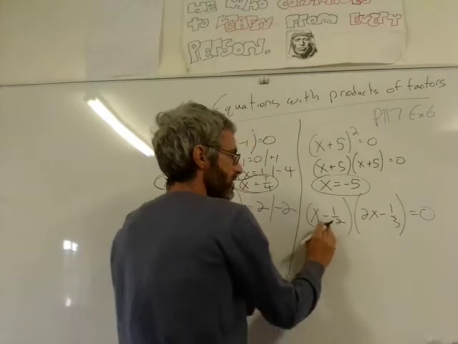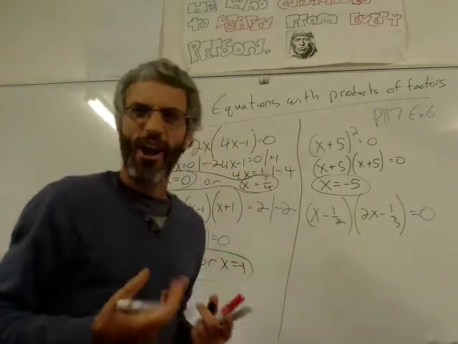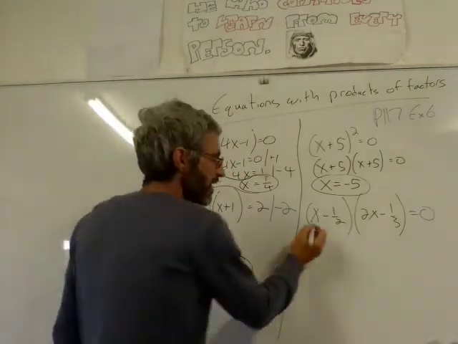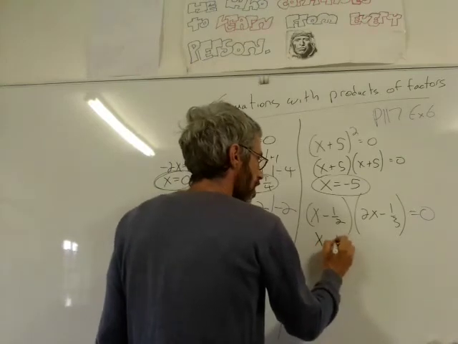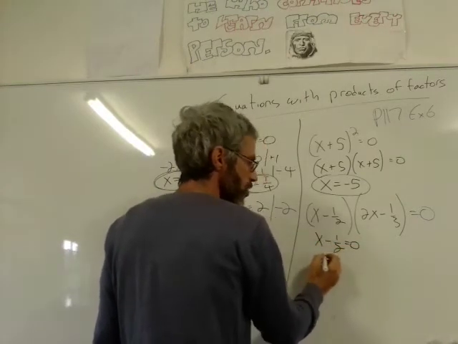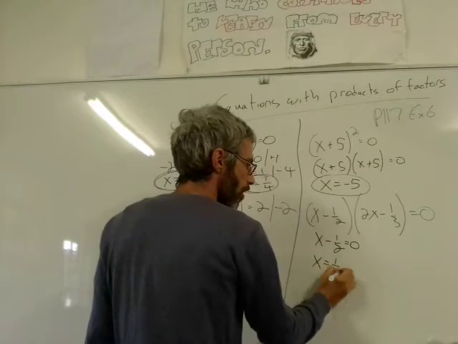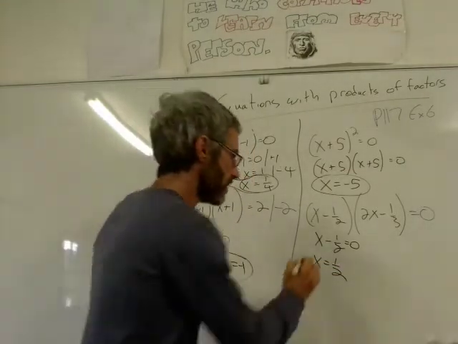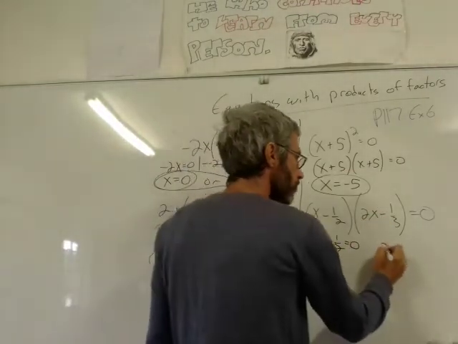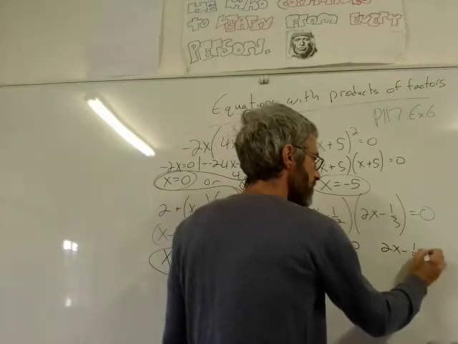Simple here. Okay. But the only difference is now that I've got a fraction. So it's not a huge difference. Okay. Either x minus half must equal 0, in which case we know that x equals half, so that's one solution. Or 2x minus a third equals 0.